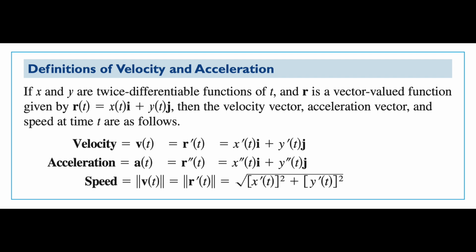So the velocity vector will be r prime t, which is x prime t i plus y prime t j, and acceleration, a(t), is r double prime t equals x double prime t i plus y double prime t j. And the speed, since speed is just a positive number, we use the absolute value, which equals the square root of x prime t squared plus y prime t squared.